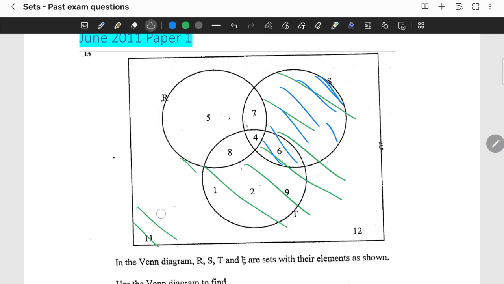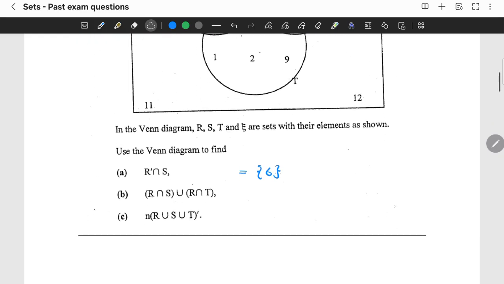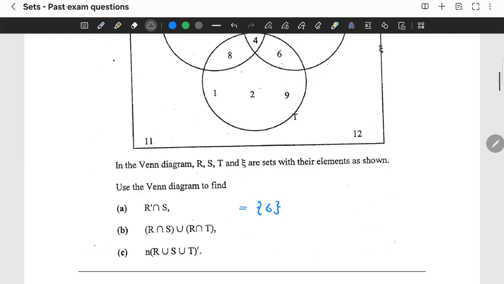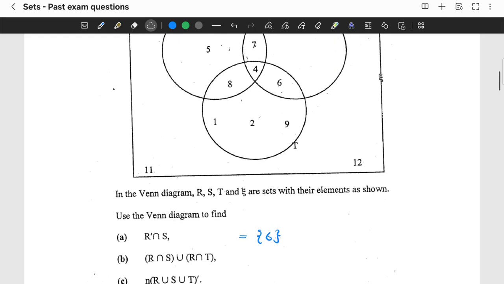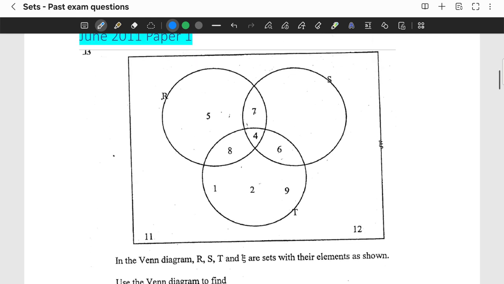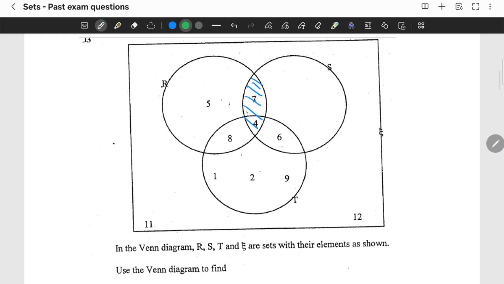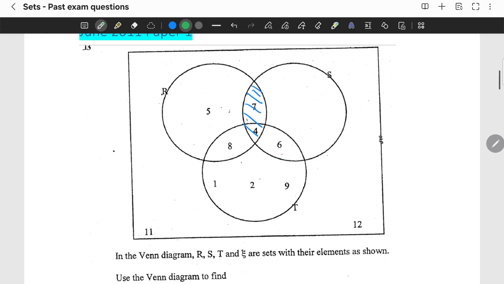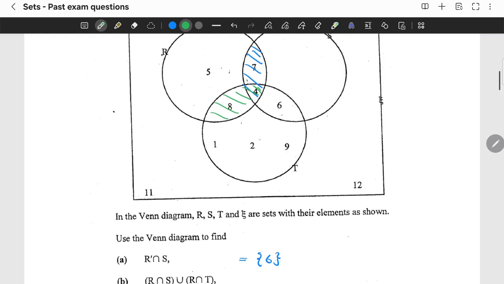Then the next question says R intersection S union R intersection T, right? So let's find R intersection S. R intersection S, that's here, shaded in blue. And then R intersection T, that's here, shaded in green. Now they're asking for the union, which means everything included in those two sets. So that would be 4, 7, and 8.